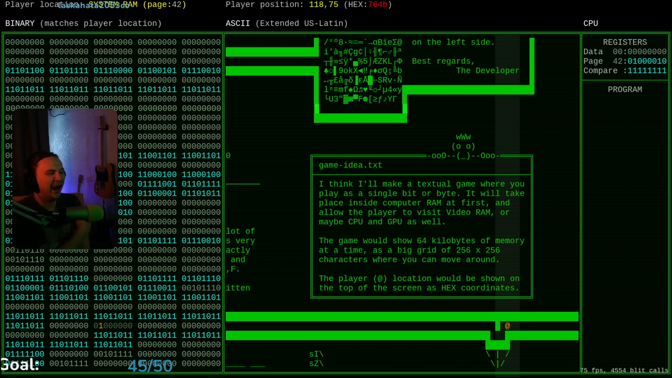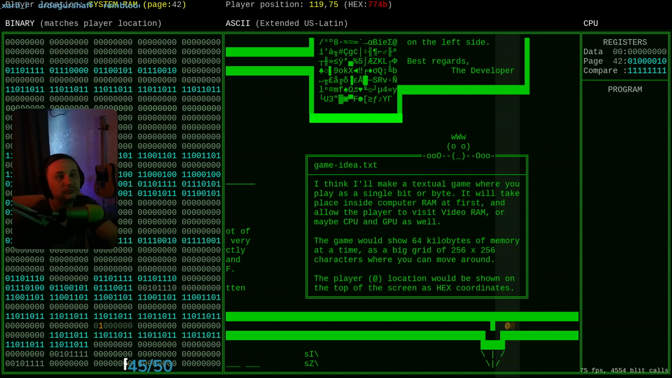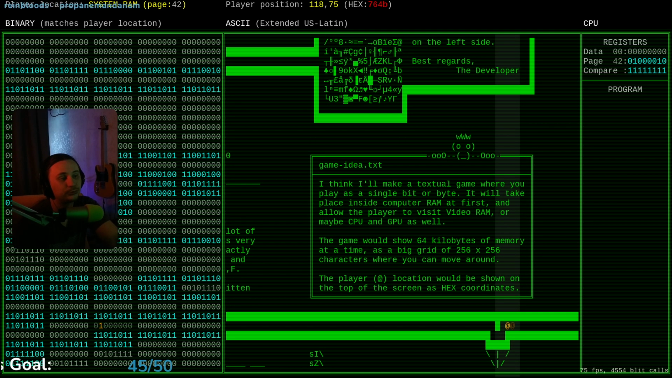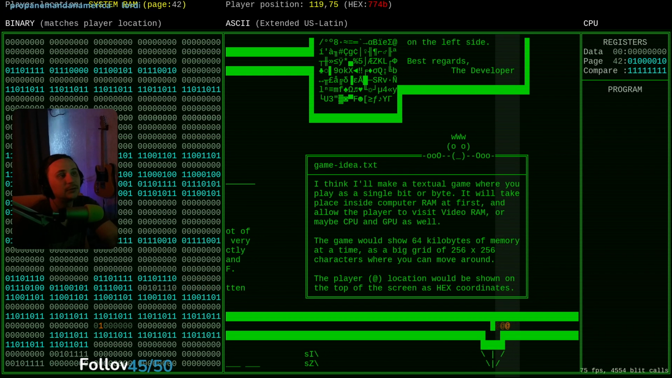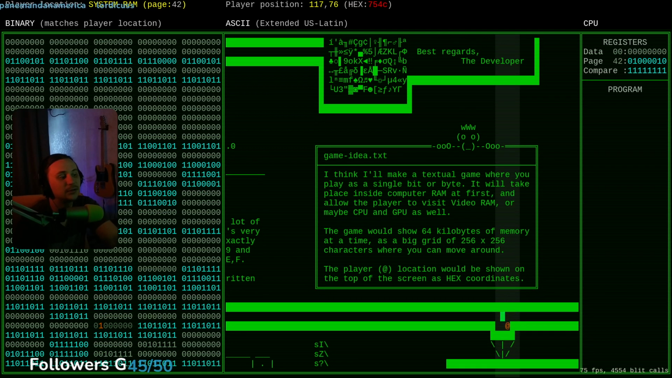The player location would be shown on the top of the screen as HEX coordinates. Location: system RAM, page 42. Player position: hex, hex.